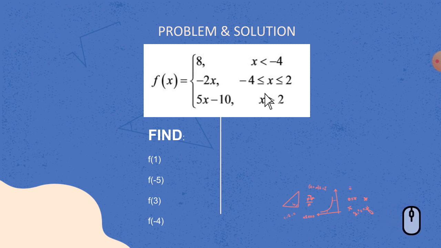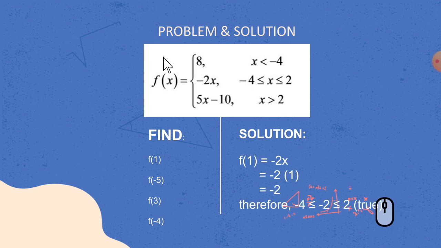Next, kung isasubstitute natin si 1 dito, 1 is greater than or equal to -4. So si 1 daw ay mas malaki sa -4. So tama. But less than or equal to 2. So tama ba? Oo, tama. So si 1 is less than 2 kasi mas malaki si 2. Therefore, ang gagamitin nating function is f of x is equal to -2x. So the solution in the f of 1, since tama ito, ang gagamitin natin is the f of x is equal to negative 2x.